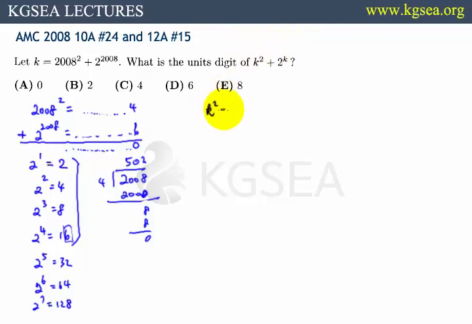So k squared is something that ends in 0 squared. So it will end in 0, 0. That's great. What about 2 to the k? 2 to the number that ends in 0? Okay, not so sure. But we just did this 2 to the k business.